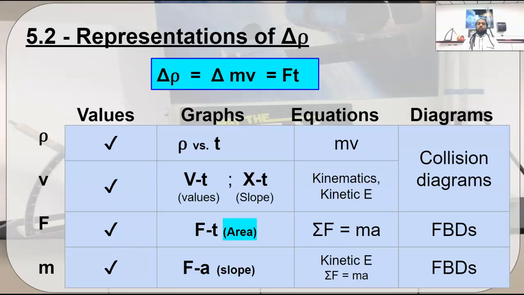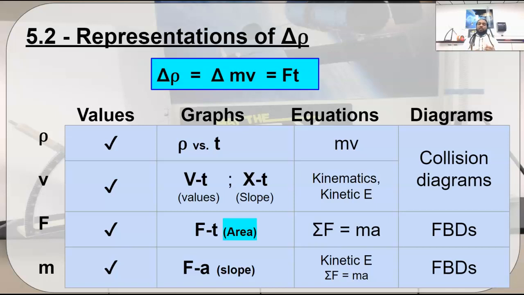If you have a graph of momentum versus time, then all you have to do is read off the momentum before, the momentum after, subtract that, and you have your impulse. If you have graphs of v-t or x-t, kinematic graphs, then you're going to use that to get values of velocity before and after. If it's a velocity-time graph, you read off your values. If it's a displacement-time graph, you're going to use the slopes before and after whatever change occurred, for example, a collision. You can have a force-time graph.